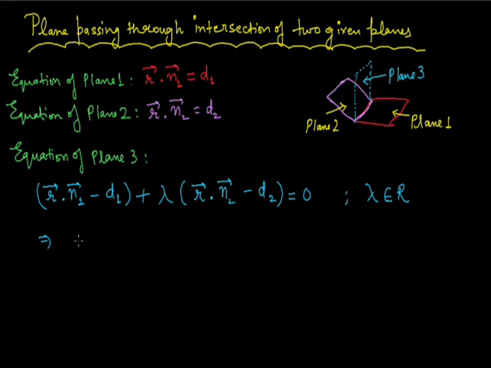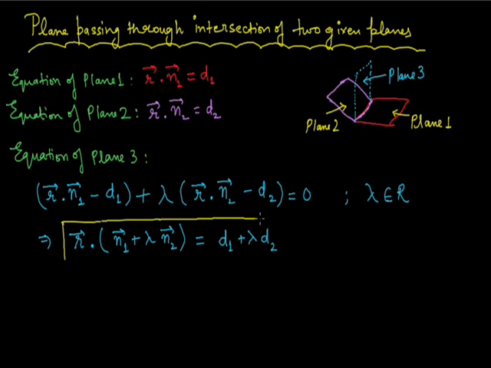After simplification, it will become r vector dot within brackets n1 vector plus lambda times n2 vector equals to d1 plus lambda times d2. So this is the required equation of the plane which passes through the intersection of two given planes, and this equation is written in vector form.